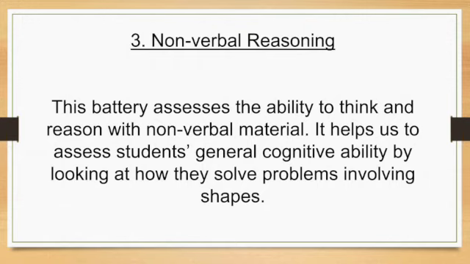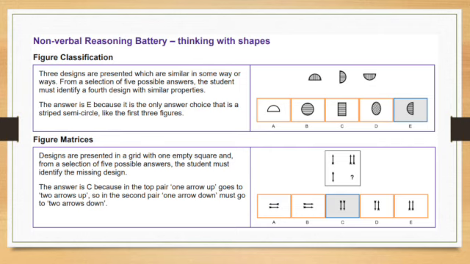So let's have a look at some of these. We see the shapes here that students are given in the exam, and they have to choose the shape that best matches the three figures that you see. And you can see that it's E here, in terms of how the sequence of shapes is going in the figure classification. And then in figure matrices, we have one arrow up to two arrows up. So one arrow down goes to two arrows down.